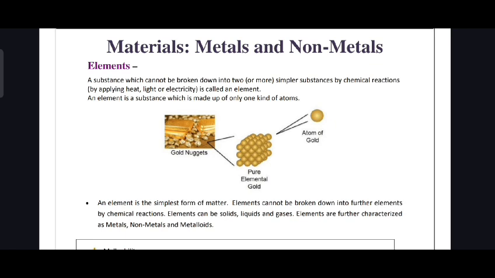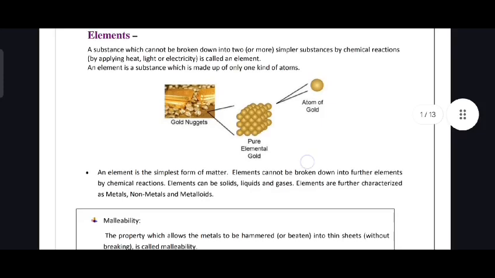A substance which cannot be broken down into two or more simpler substances by chemical reaction is called an element. Now, in your picture, you can see this is a gold nugget. The gold nugget is made of pure elemental gold. This element is made of small atoms of gold. There is no other atom present. Atom is the smallest particle of matter, and these elements are made of the smallest particle, that is, the atom.